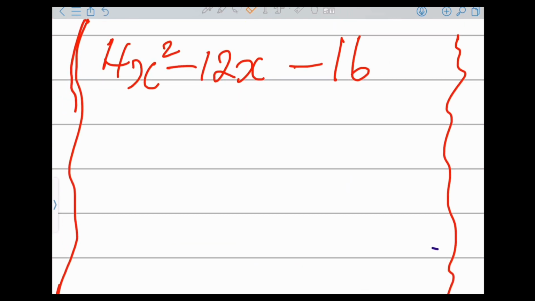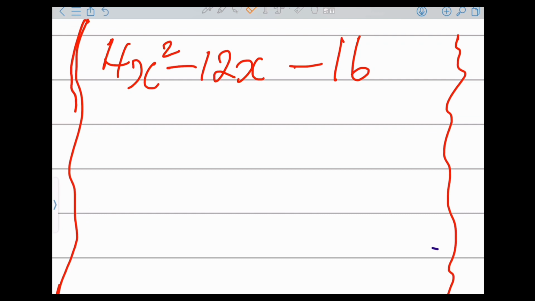Now, let's look at this one now. Before we do the AC method, check to see if there's a what? A GCF. One more time. Before we do the AC method, check to see if there's a what? GCF. Always check, before we do the AC method, check if there's a GCF. Now, let's go to 4.